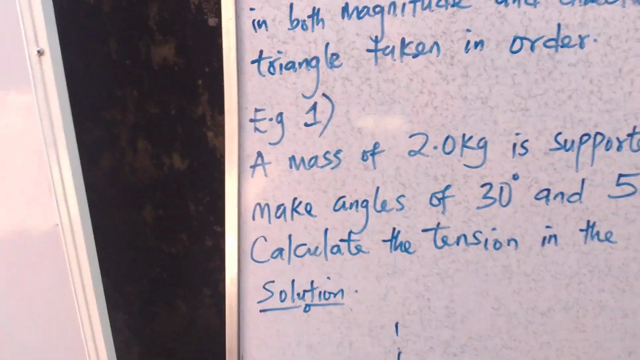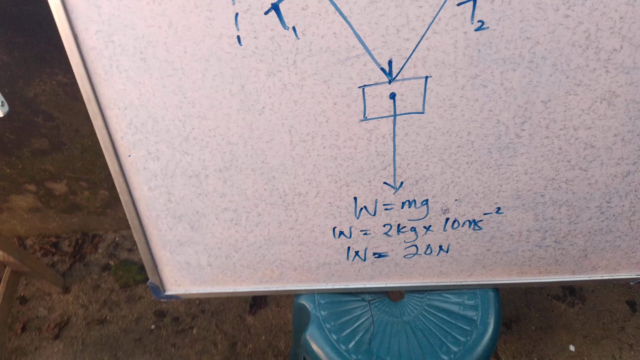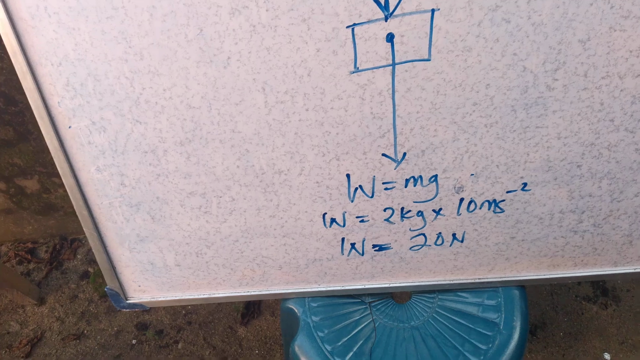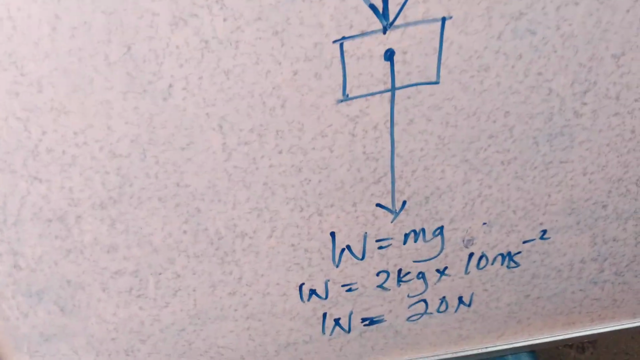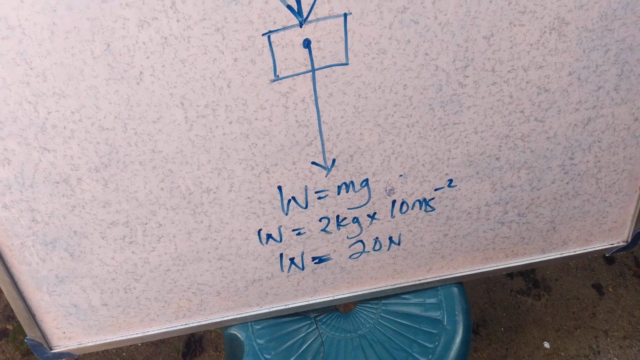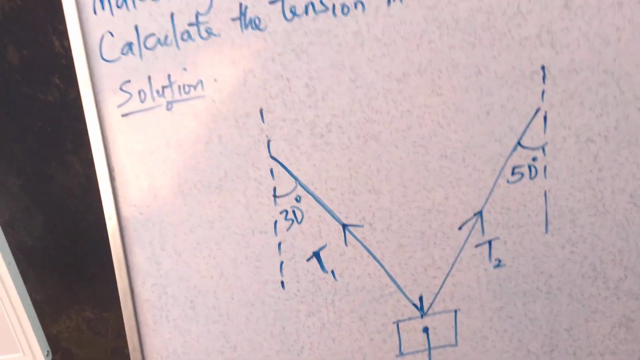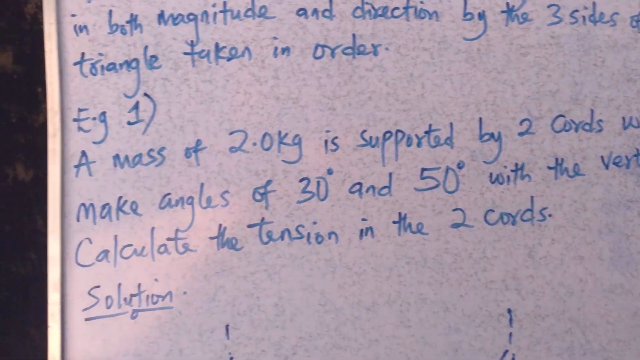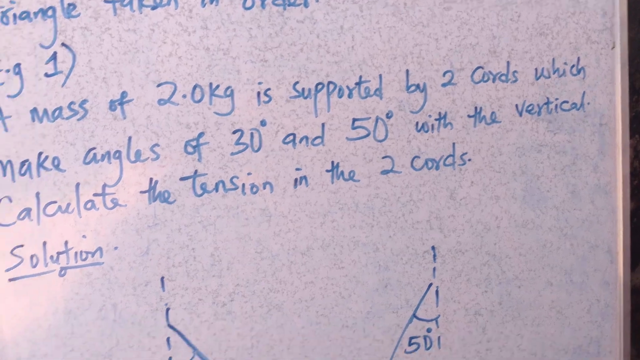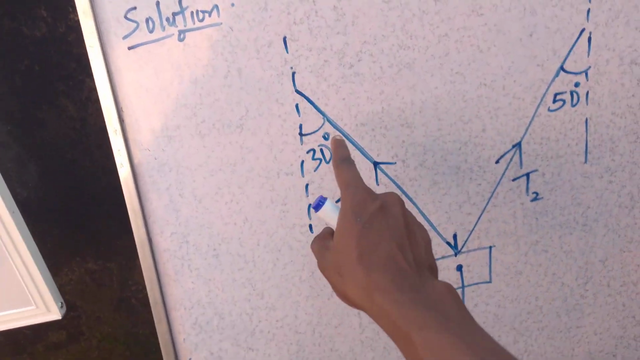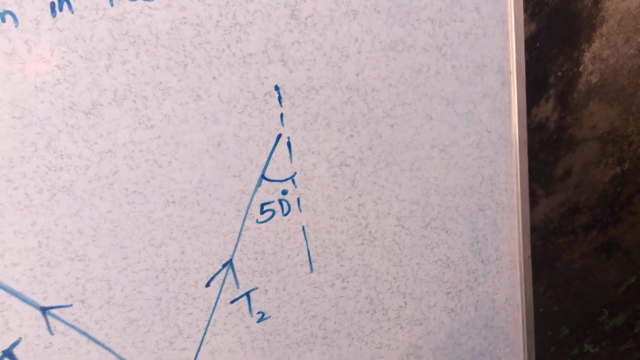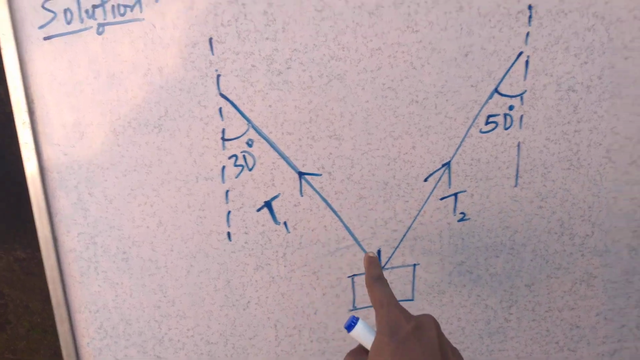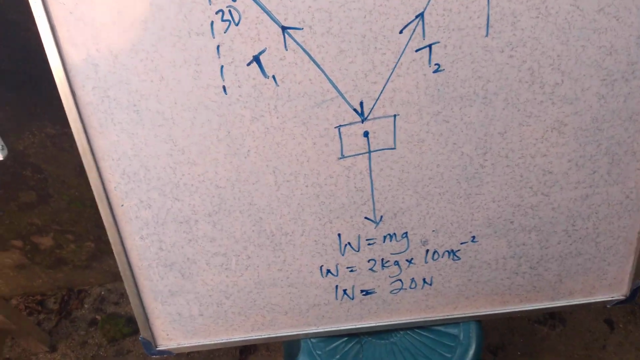It said a mass of 2 kg, that's the mass. We have converted it to weight, and the weight of that body is mg, mass times acceleration due to gravity, which will be 2 times 10. That will be 20 Newton. Okay, then they said it was supported by two cords which make angles of 30 degrees and 50 degrees with the vertical. So cord 1 makes an angle of 30 degrees with the vertical line, cord 2 makes an angle of 50 degrees with the vertical as well. Find the tension in the two cords, that's tension T1 and T2. So we'll use the triangle of forces in solving that.